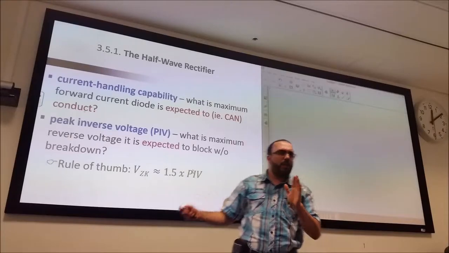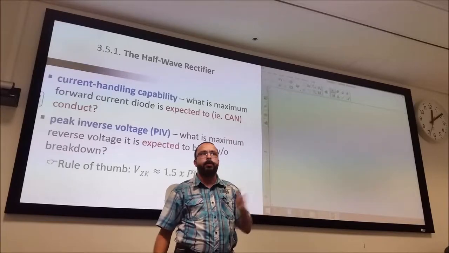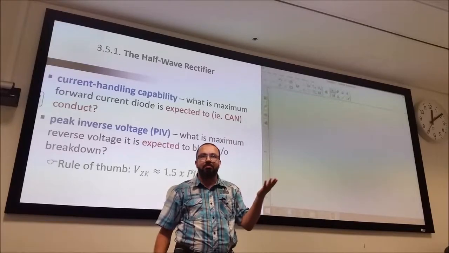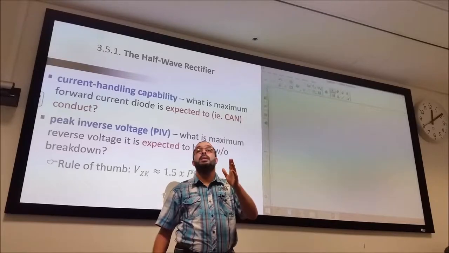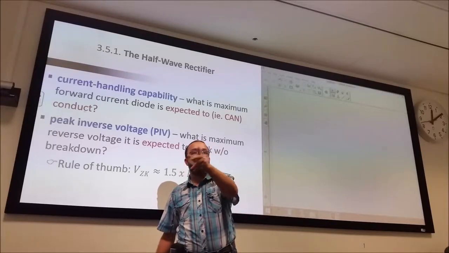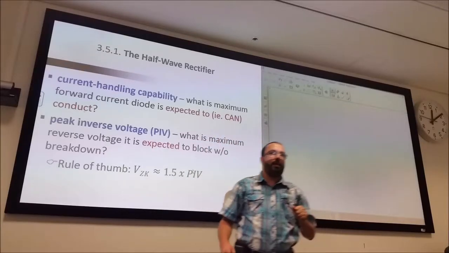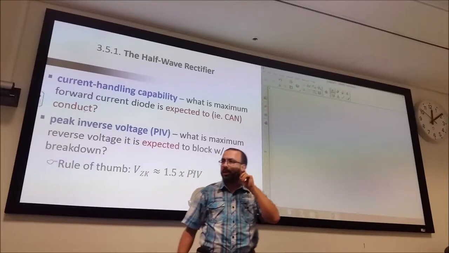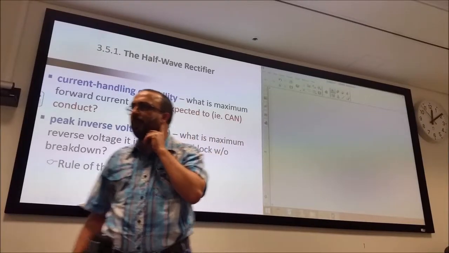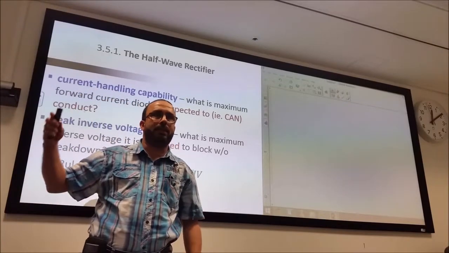So now for the diode in the forward case, when the current is going through, the voltage across the diode is roughly how much? About 0.7, because it looks like a voltage drop, yes or no? And the power is equal to what? How do we calculate the power of any device?